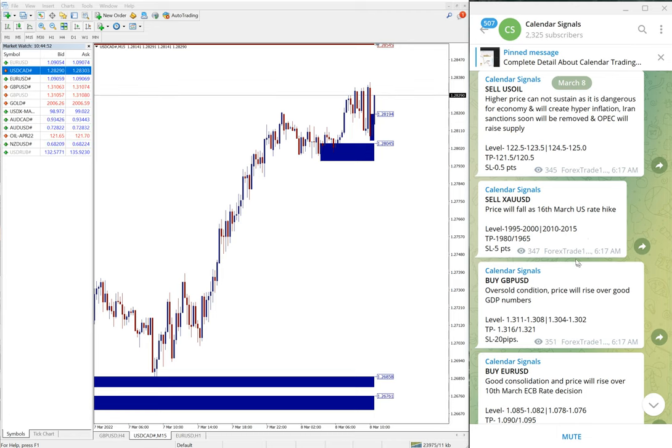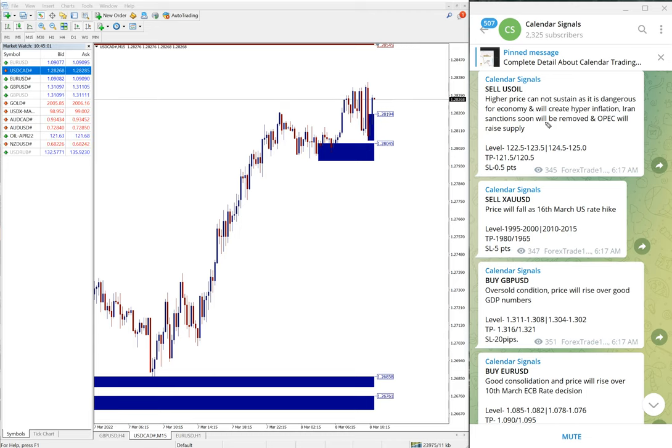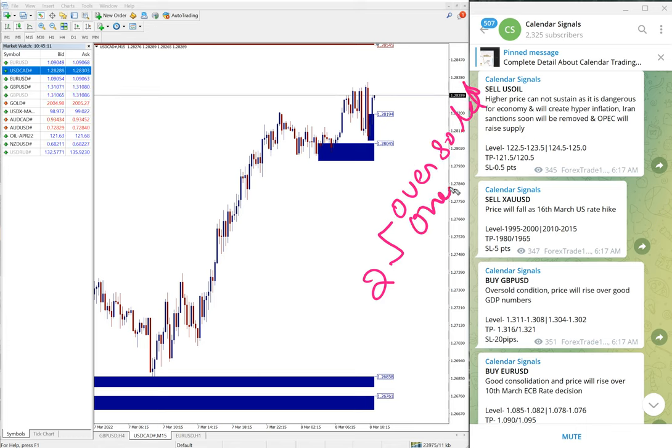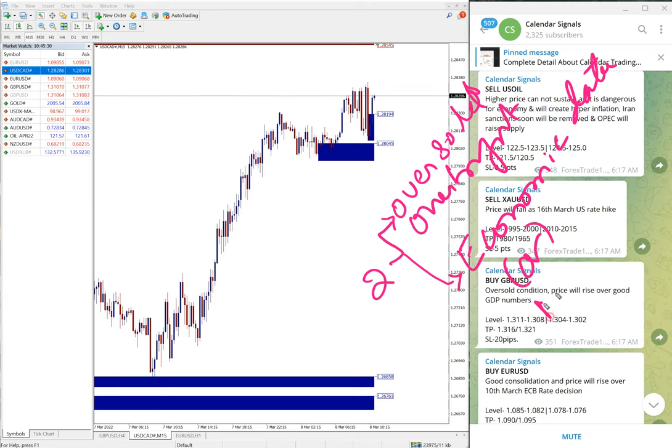Before going into the performance, we will give you the introduction how and based on what we are giving the signals on calendar signals. It is basically based on two aspects. One is oversold or overbought condition. This is one aspect we are considering when we are giving any particular pair buy or sell signal. And then the second aspect is economic data or news. Based on these things, we give signals on this calendar signal channel.